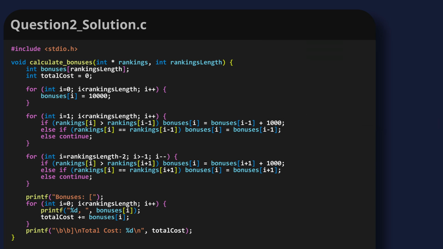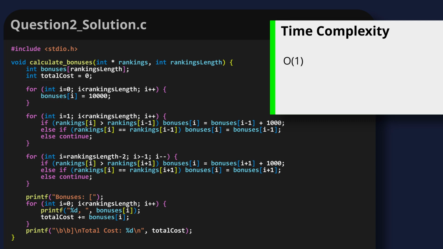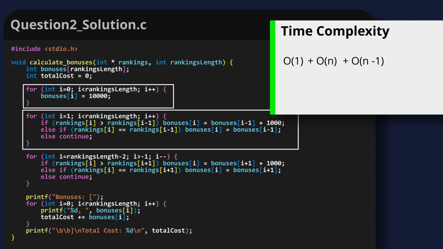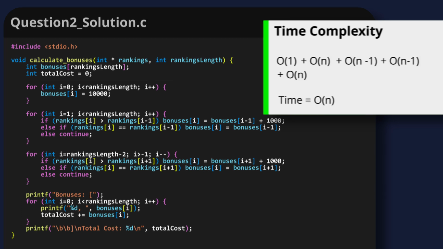Let's move on to time complexity. Initializing our variables, setting, accessing, and printing array elements all takes constant time. However, our first loop iterates n times, our second loop iterates n-1 times, our third loop also iterates n-1 times, and our final loop iterates n times. N is the dominant factor in all of these loops, and thus our time complexity is O of n.